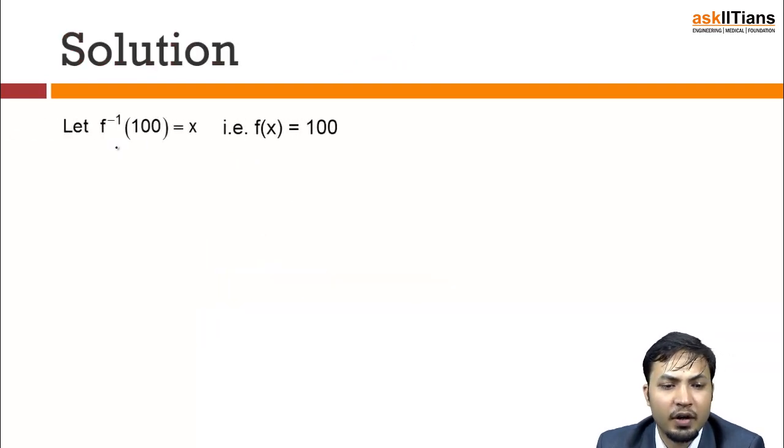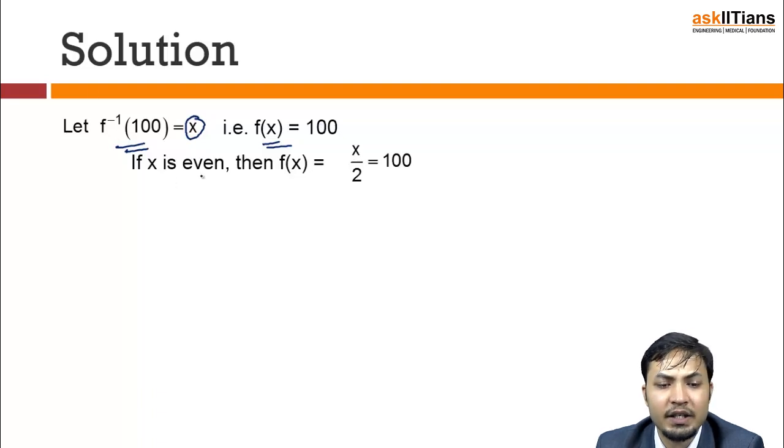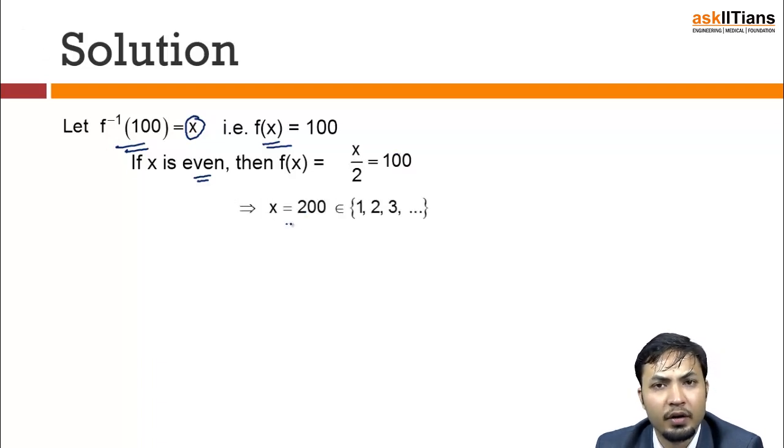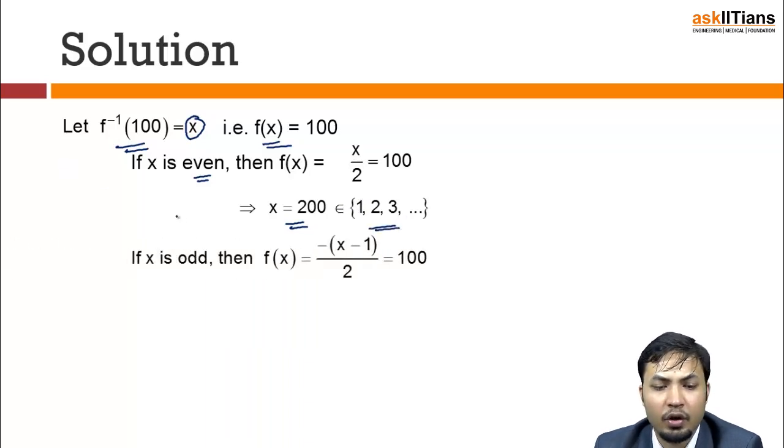For f inverse of 100 I let that be equal to x. So I have my f(x) is equal to 100. Now if x is even, then f(x) is equal to x by 2, which is equal to 100. So that will give me x is equal to 200, which belongs in the given set, right? Now if x is odd, then also I'll have this kind of an equation. My f(x) is equal to like this.